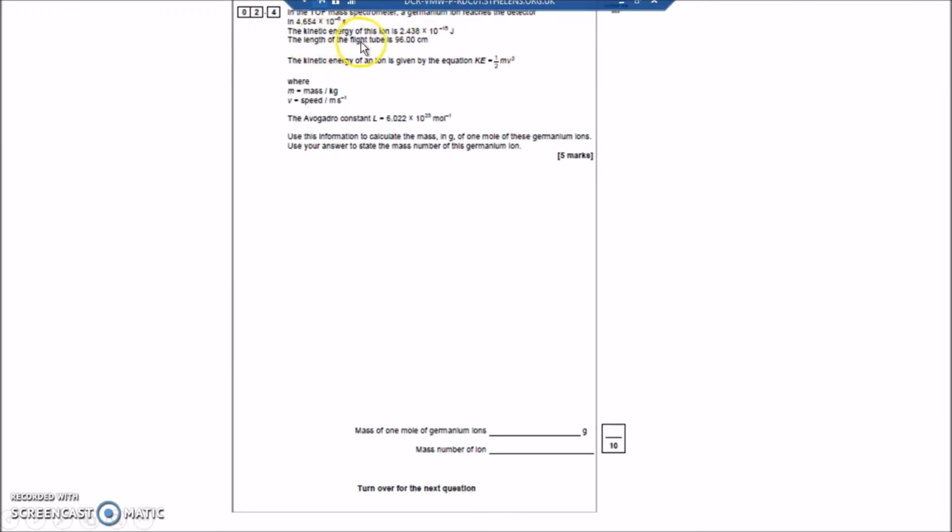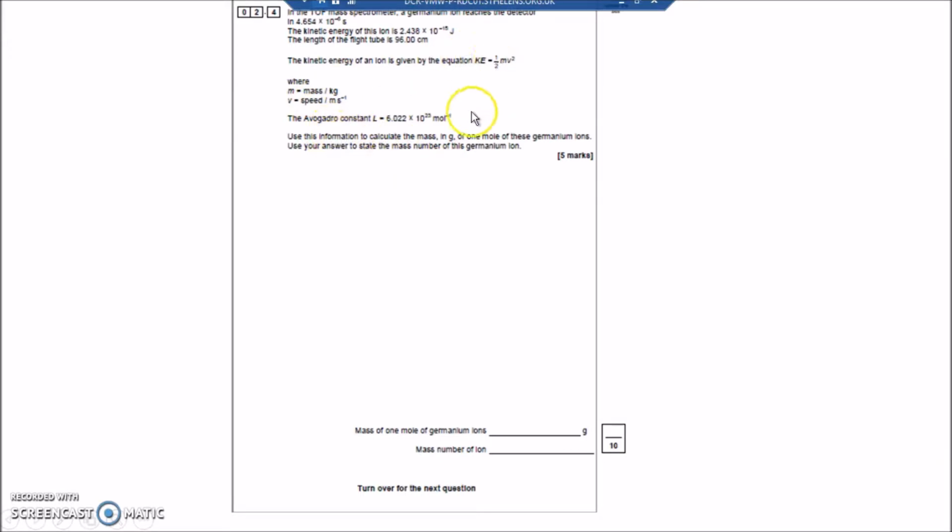The length of the flight tube is 96 centimeters. That's an issue because it should be in meters. So I'm going to have to convert that into meters by dividing by 100 and turn it into 0.96 meters. I've got the mass? No, it just tells me the mass. I've not got the mass. I've got Avogadro's constant, so the number of particles in a mole. Let's see what we can do then.